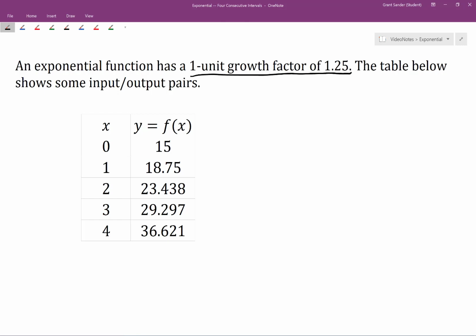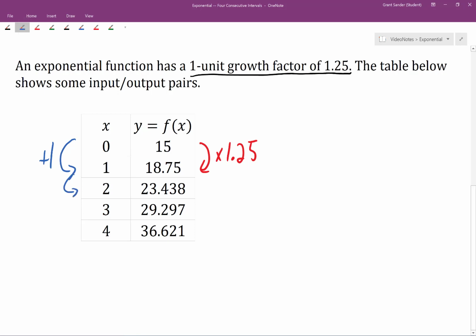The table of values below shows some input-output pairs. So we've got some pairs of values for x and y. Now, we just have x equals 0, 1, 2, 3, 4, so changes in x of 1. And we know that if x changes by 1, then y becomes 1.25 times as large. So I'll write times 1.25 to indicate that y is becoming 1.25 times as large.